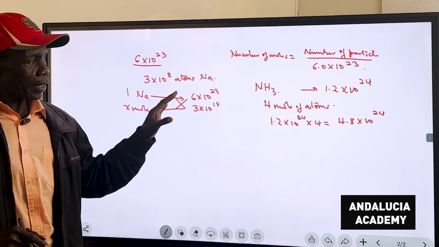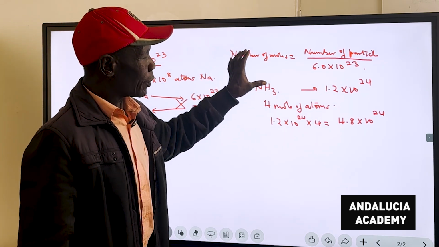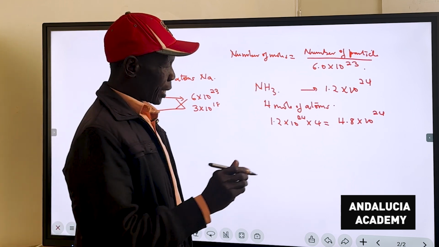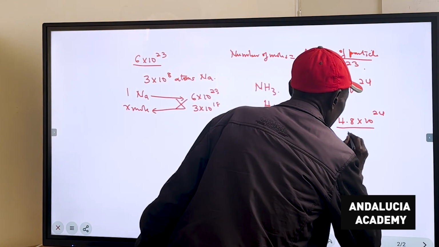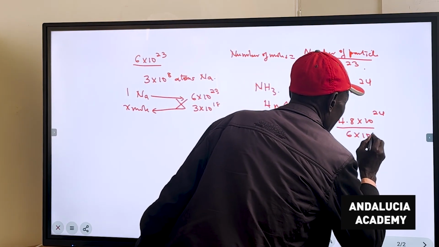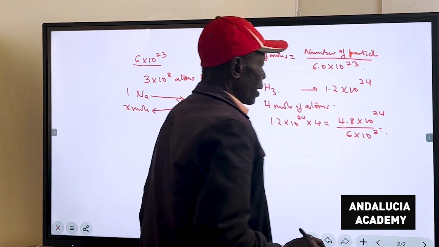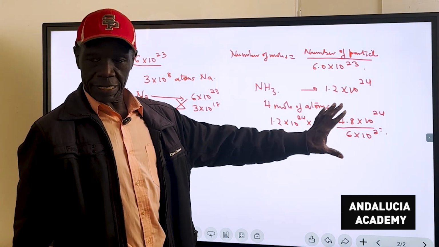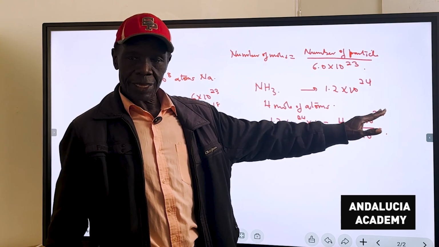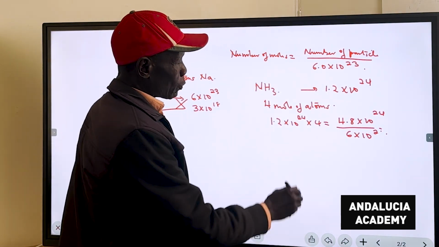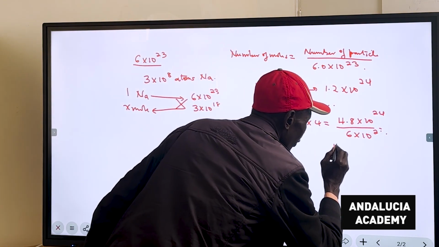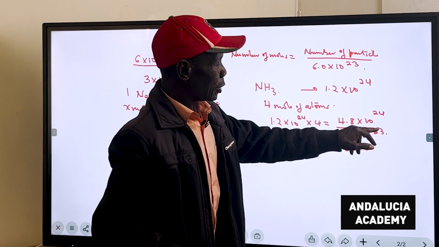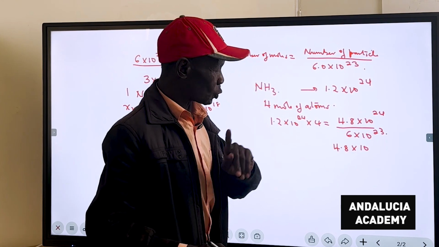So students have to be careful. When you read the question, you must analyze the key words which they require. So I can now divide this one by 6 times 10 to the power 23. Now, from your laws of indices, when you are dividing, you subtract the powers. So I could write this one as 4.8 times 10, because 24 minus 23 is 1.